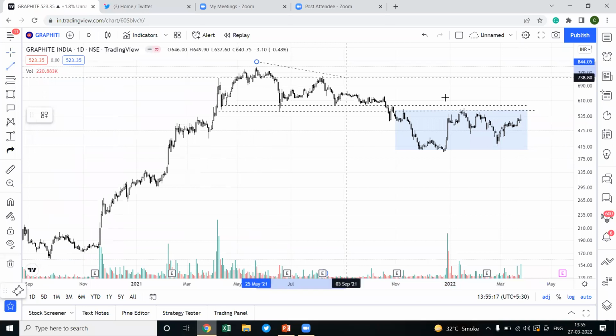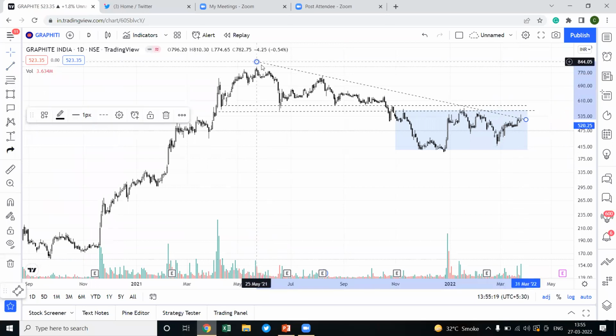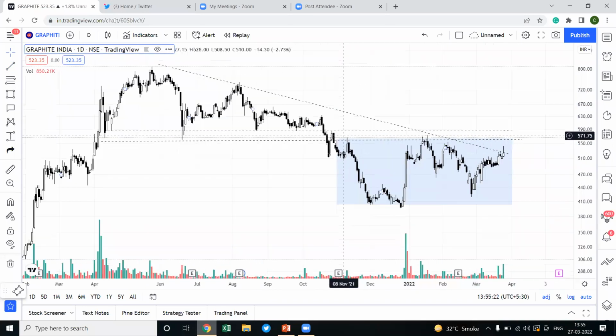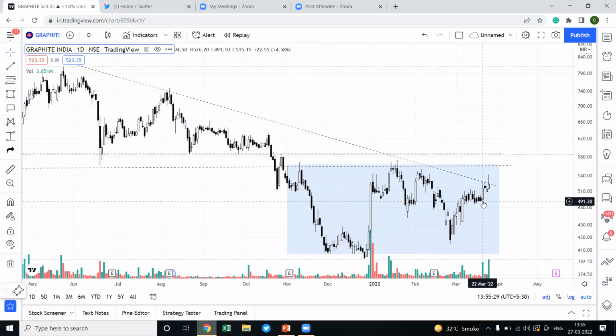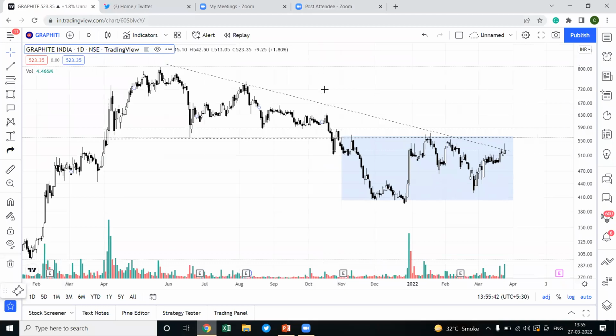So for such kind of entries, if I want to make an entry in Graphite, on a daily chart I look to enter near the 480 mark, which is acting as a minor support level, and keep a stop loss of 15 or 20 levels. But if you are looking from a long-term horizon, once it crosses the 600 levels, then it will be in momentum. So I think I've covered these two stocks.